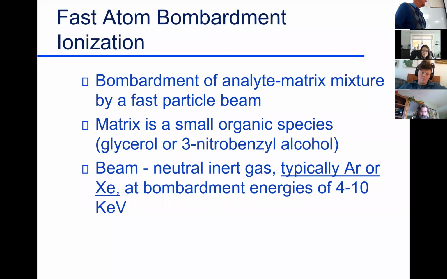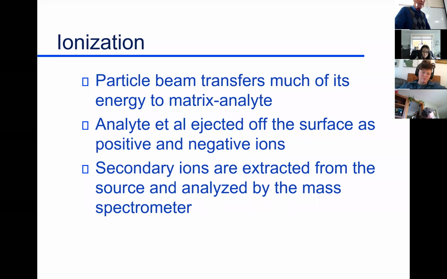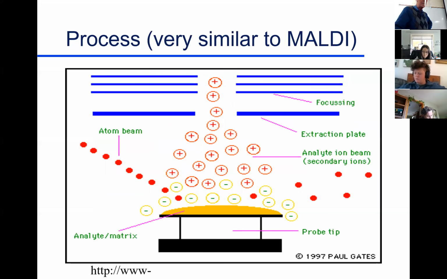There's other ways to do this, like fast atom bombardment. Instead of hitting a matrix with a laser, let's hit the matrix with a different energy source. Instead of a laser, we're going to take argon or xenon, energize them, and bombard our sample with just a different energy source. It's a particle beam, so we're actually hitting this matrix with xenon or argon. Again, we transfer energy over to our molecules, and then, of course, we analyze them.